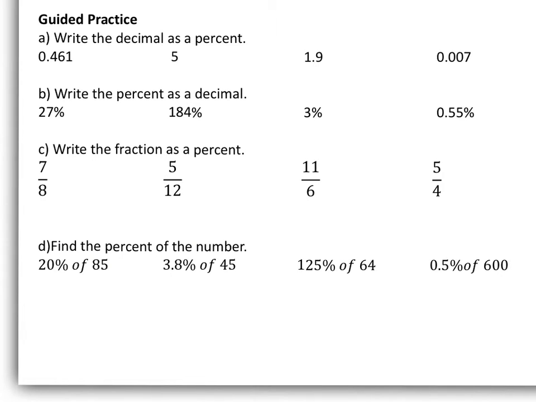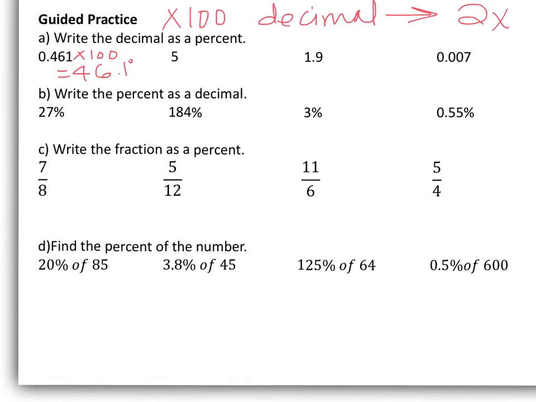Let's practice. Part A. Write the decimal as a percent. So all we have to do is multiply by 100 or shift the decimal place 2 places to the right. The decimal 2 places, 2 times to the right. Okay, so write the decimal as a percent. So 0.461 times 100 gives me 46.1%. 5 times 100 gives me 500%.